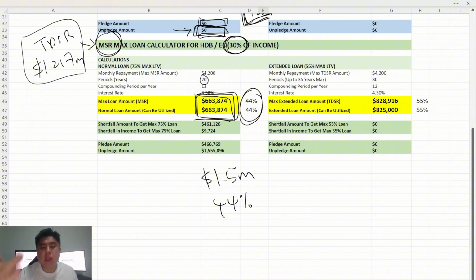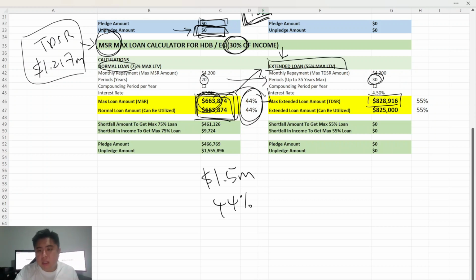So same thing as what we went through just now. There are three things that we can do to increase the loan. First thing, let's try extended loan first, right? This is the part whereby you do not have to pledge any money or show any money. We just have to let the banker know that we want to use the extended loan instead of a normal loan. So what happened is, by increasing the loan tenure for another 10 years from 663, now we are able to get 828.